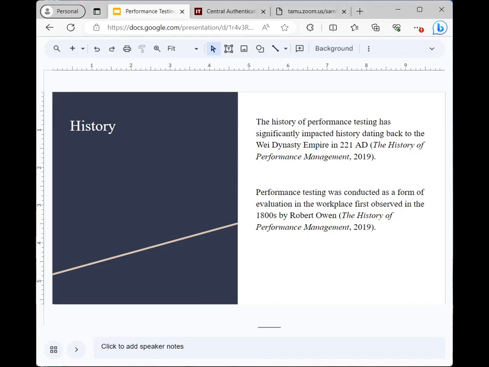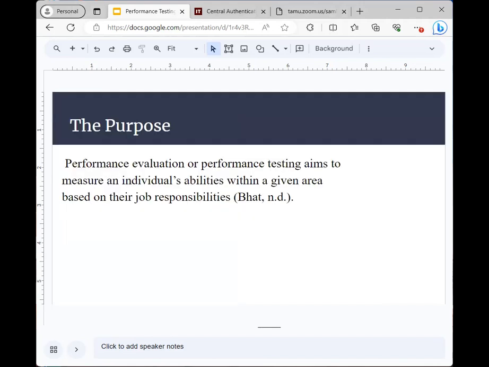And so that is basically the overview, or the nutshell, of performance testing. The purpose of performance evaluation or performance testing is that it aims to measure an individual's abilities within a given area based on their job responsibilities. Essentially, it helps identify areas of strengths and weaknesses. It provides feedback to that person and it helps improve their life as well as the area they work in.